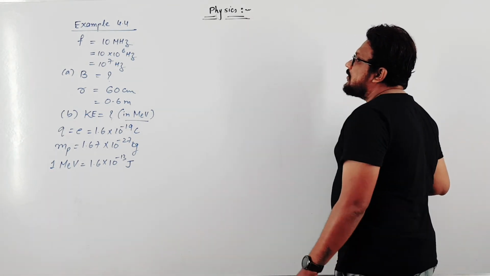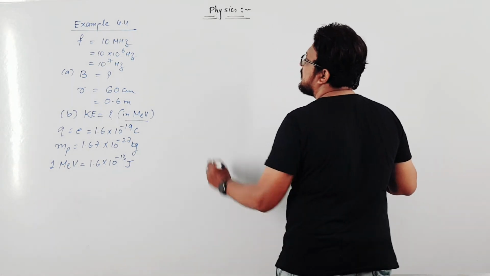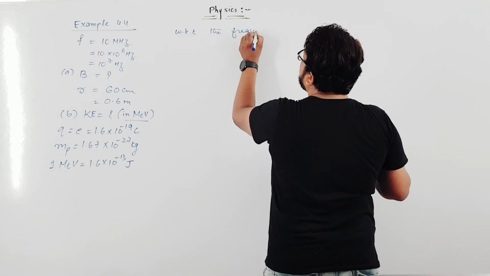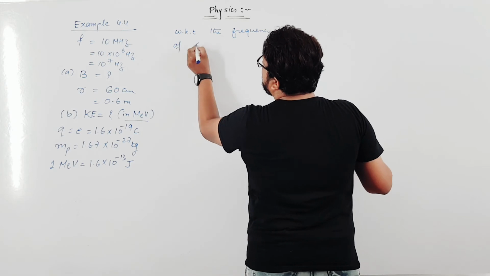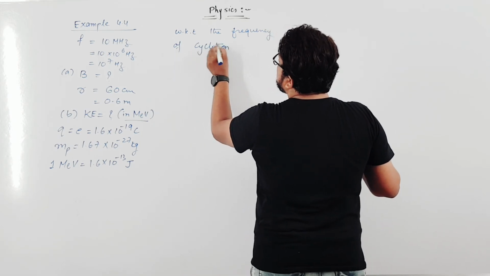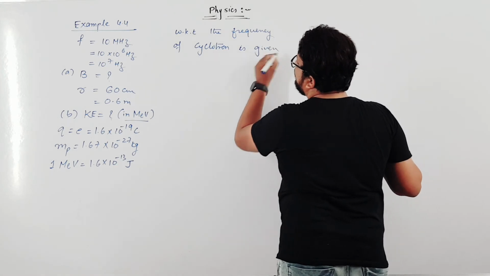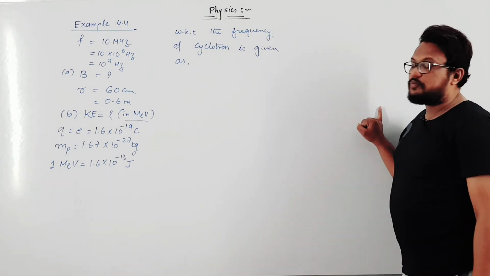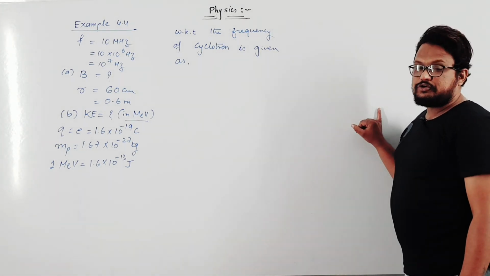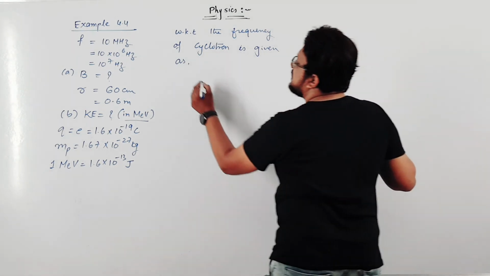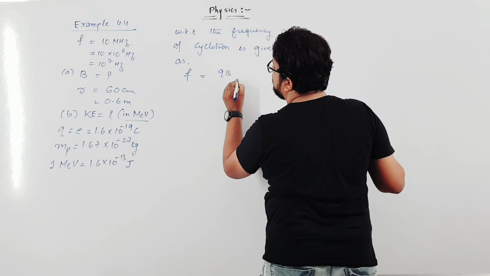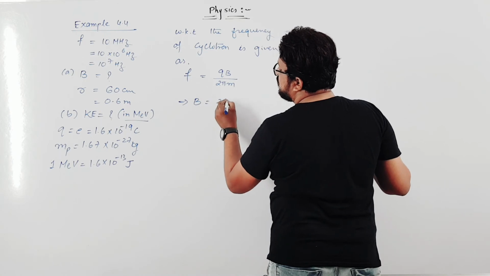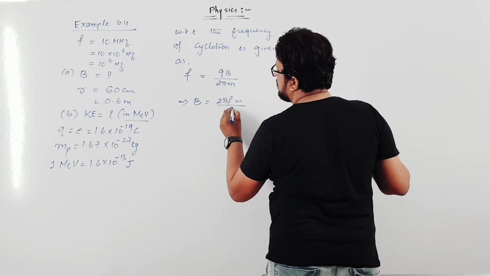Right. So let us solve this. We know that the frequency of cyclotron is given as f equal to, just now we have derived, qB by 2πm. So the frequency is qB over 2πm. This implies that B will be equal to 2πfm over q.